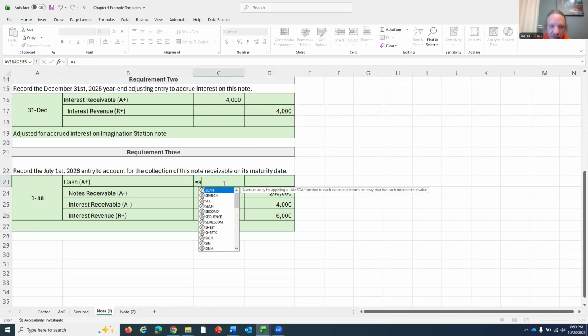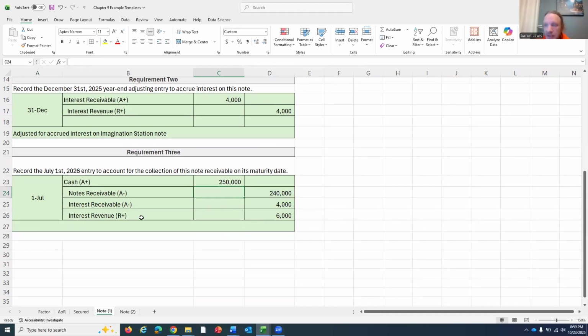And if I sum this all up, basically what's happening is they're paying us $240,000 for the face value of the note, the $4,000 worth of interest we already had on the books, and another $6,000 of interest that accumulated in this case during 2026. And they owe us $250,000 in total. And here we collected note payments. And that's basically the gist of things.